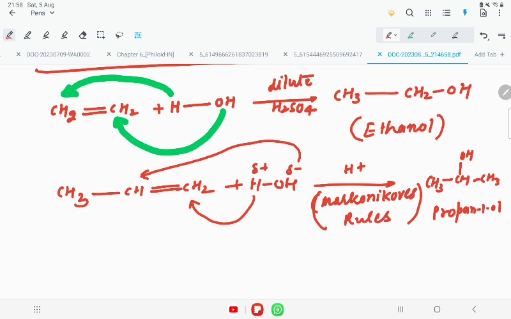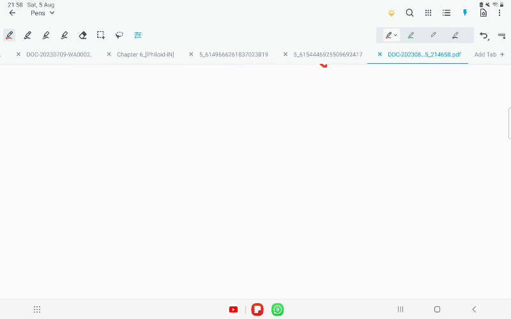Now student, there are some other methods also. This was the first method which we have done. Now we are going to understand hydroboration oxidation. What reaction, student? Hydroboration oxidation.